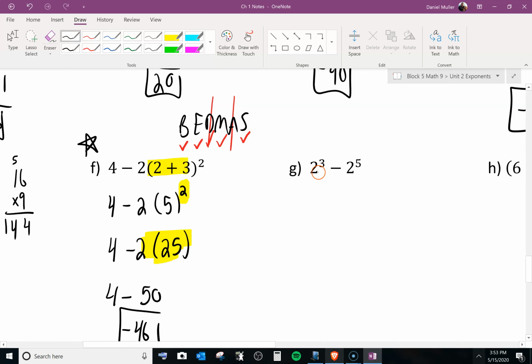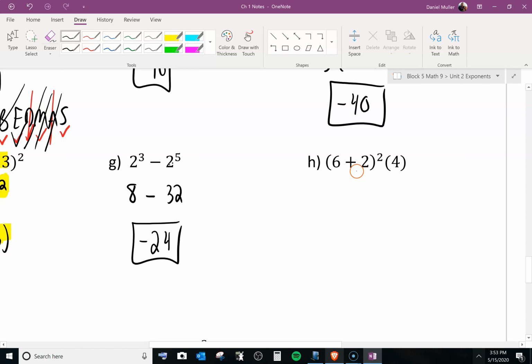Okay, next one, we have Bedmas. So there's no brackets, we have to do exponents. 2 cubed is 8. Subtract. Remember this 5, it only doesn't go to the negative, it's just the number in front. So I'm going to have 2 times 2 times 2 times 2 times 2. That's 2 five times, so that would be 32. So then I would have done, there's no brackets, I just did exponents. There's no division, there's no multiplication, there's no addition, and now I can do the subtraction, which is negative 24.